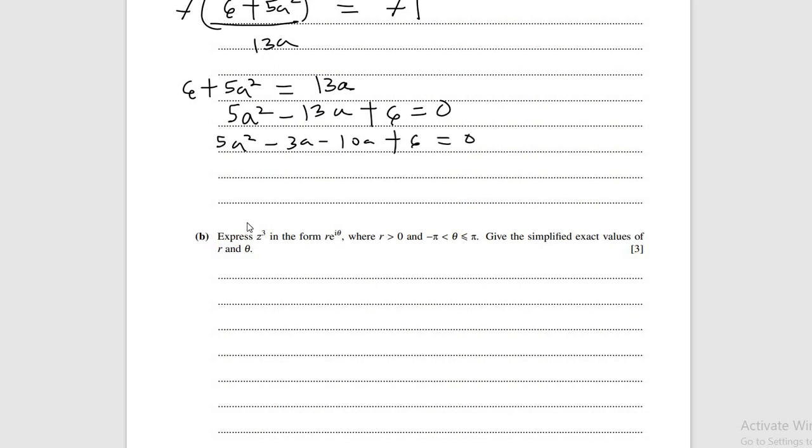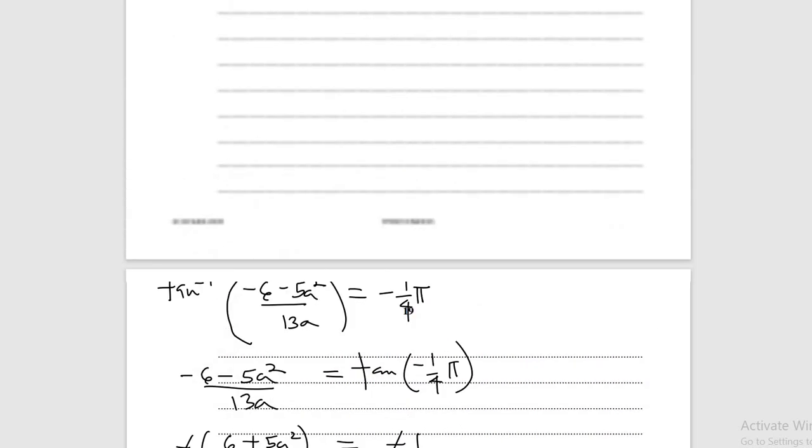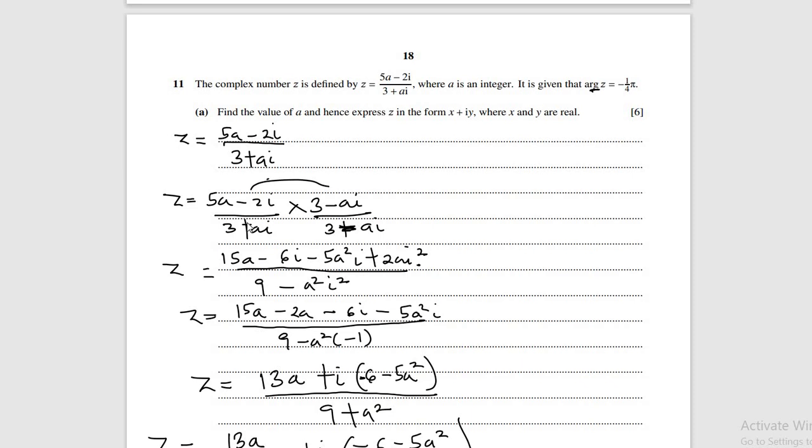So a into bracket 5a minus 3, minus 2 into bracket 5a minus 3 equal to 0. From here, a is 2 and also a is 3 over 5. But the question said earlier that a, let's check it, there's a condition.